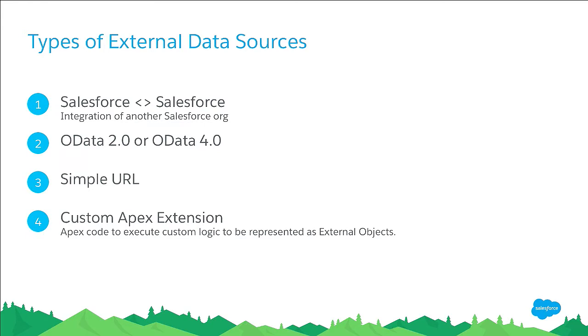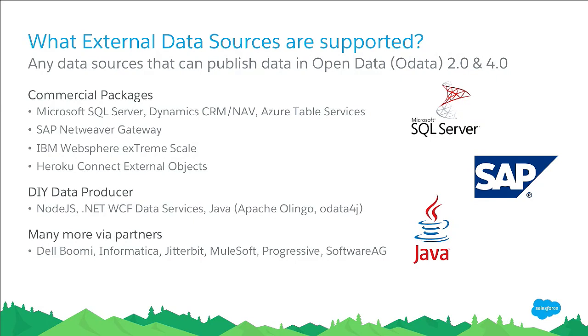But actually, that data source in the middle could also be an OData compatible data source, either OData 2 or OData 4, which we'll come to in the next slide. Or Simple URL, which is basically just consuming JSON. And then also what we're going to talk about a lot more today is custom Apex extensions, where we're creating Apex code to talk to potentially an endpoint on the internet that isn't OData compatible, that doesn't support everything we need to pull that data in and get that represented as objects within Salesforce, or external objects within Salesforce.